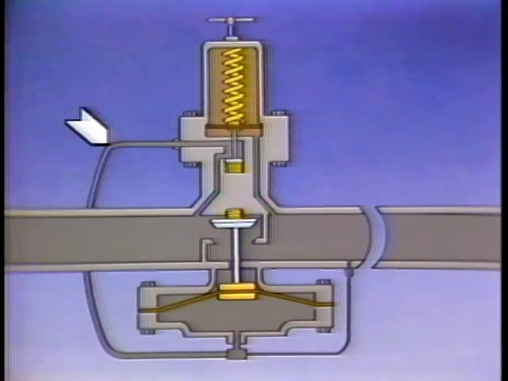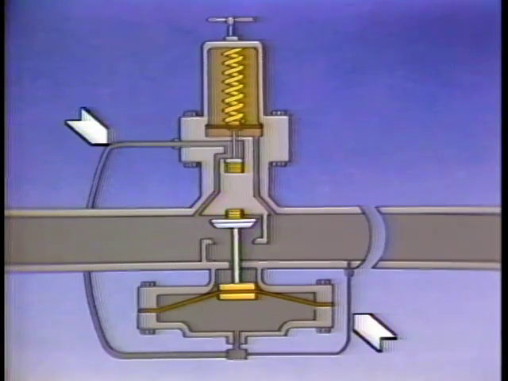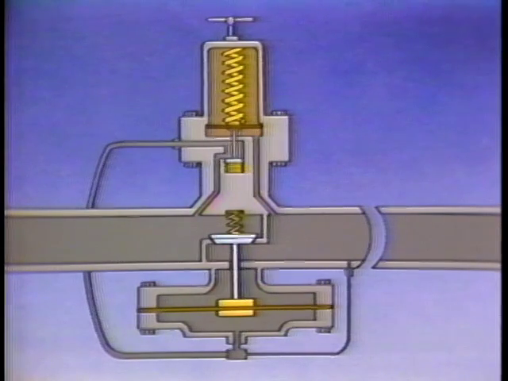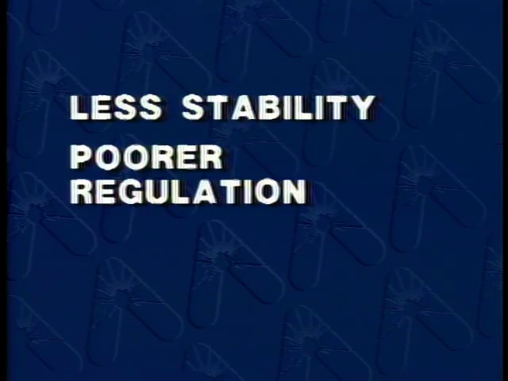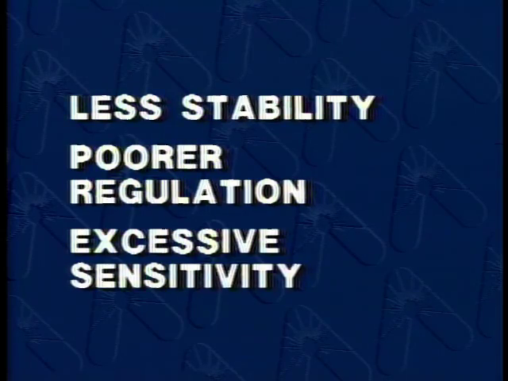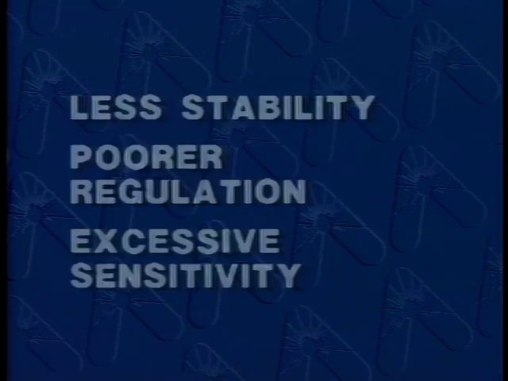Usually, the control signal to the main valve diaphragm and the bleed passage are external. This makes these valves more cumbersome, but easier to clean. Another difference is that since the diaphragm must be metal in order to tolerate high pressures, a short stroke main valve must be used. This always results in less stability, poorer regulation, and an increased sensitivity to small pressure changes.